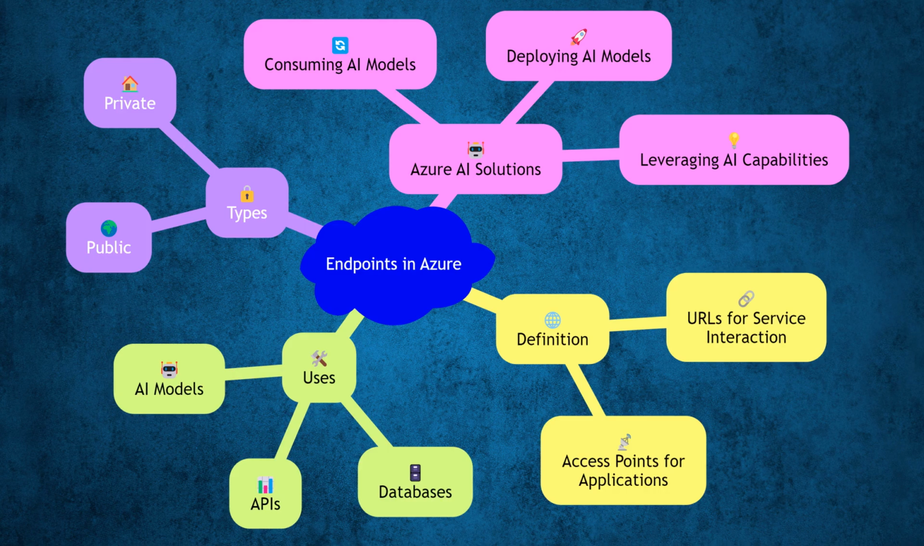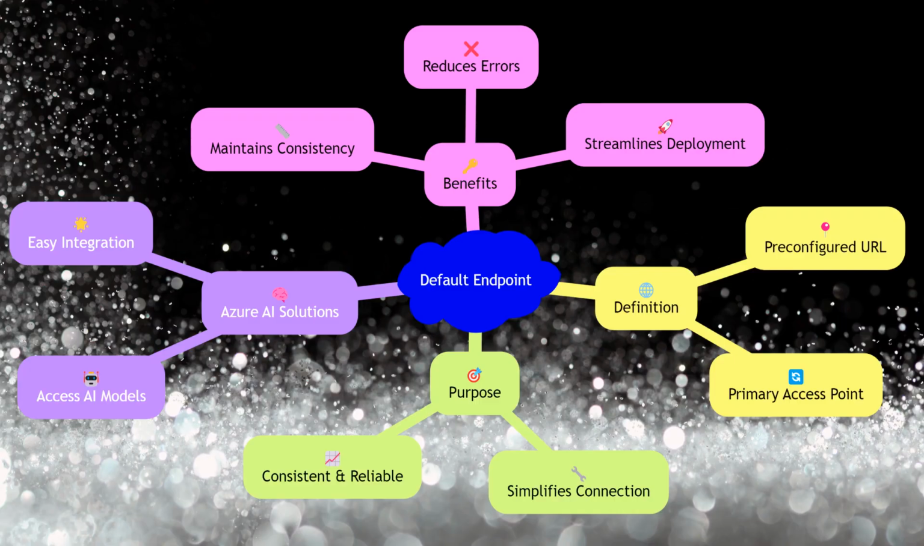AI capabilities seamlessly. A default endpoint is a pre-configured URL that serves as the primary access point for a service. It simplifies the process of connecting to the service by providing a consistent and reliable address. In Azure AI solutions, setting a default endpoint ensures that applications can easily access AI models and services without needing to specify custom URLs. This is particularly important for maintaining consistency, reducing configuration errors, and streamlining the deployment process.